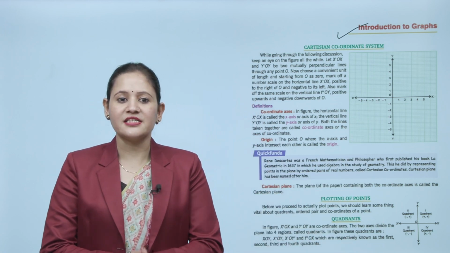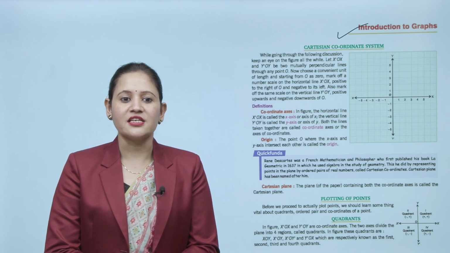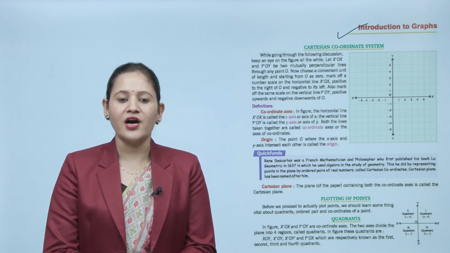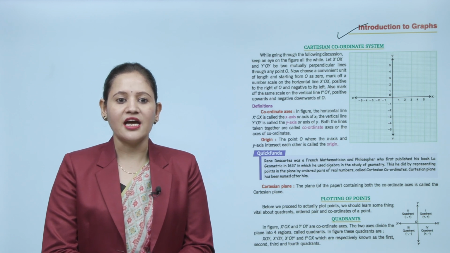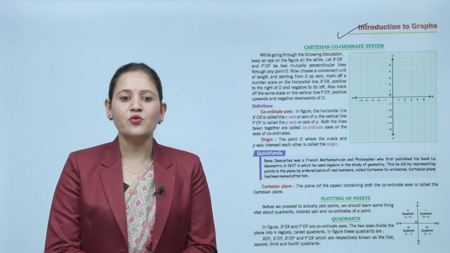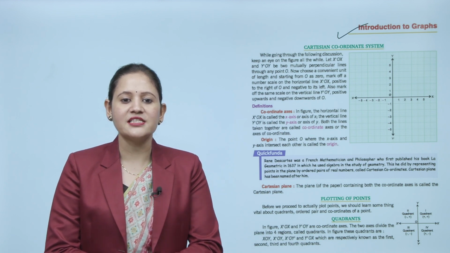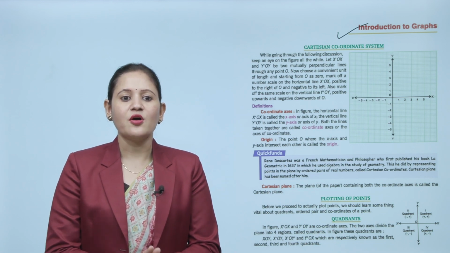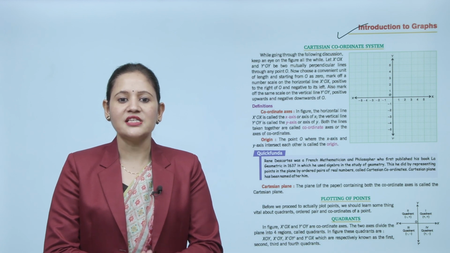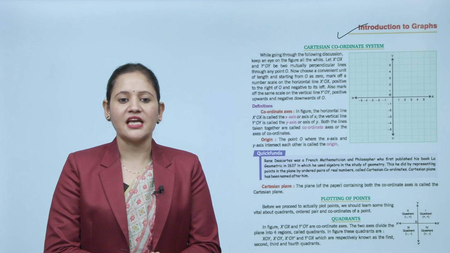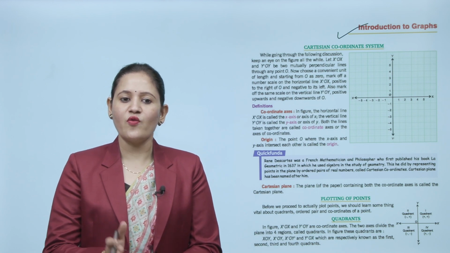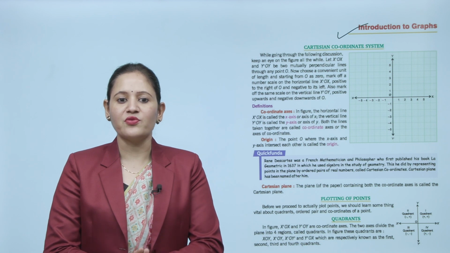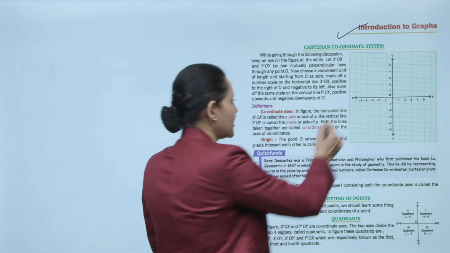Cartesian coordinate system. While going through the following discussion, keep an eye on the figure all the while. Let X'OX and Y'OY be two mutually perpendicular lines through any point O. Now choose a convenient unit of length, starting from O as 0. Mark off the number scale on the horizontal line X'OX, positive to the right of O and negative to its left. Also mark off the same scale on the vertical line Y'OY, positive upward and negative downward of O. So it is a Cartesian plane.